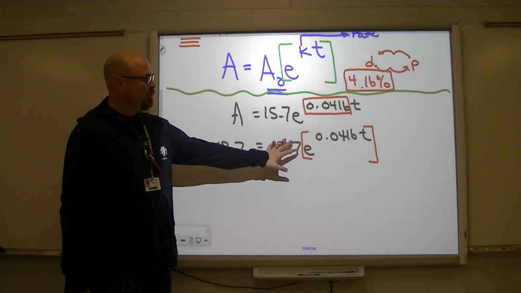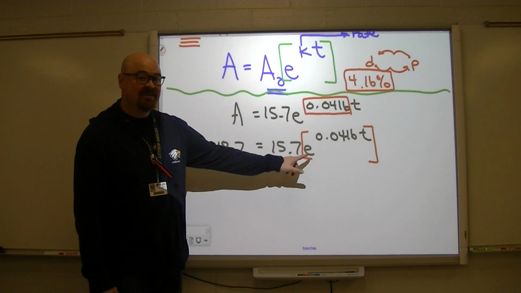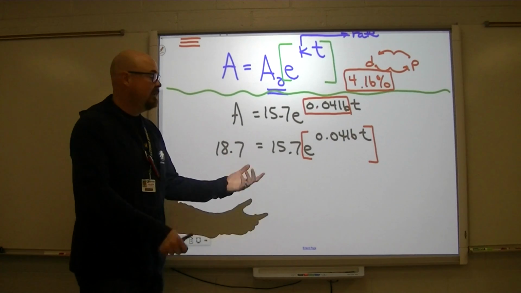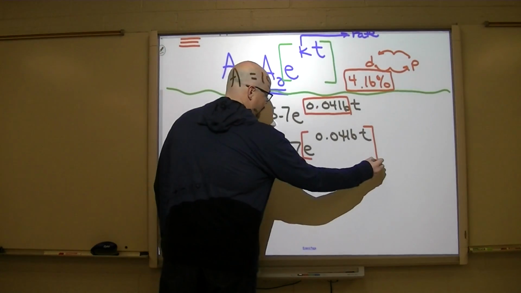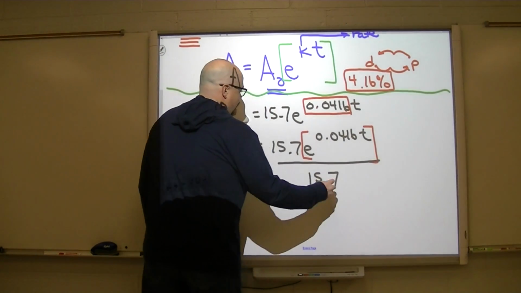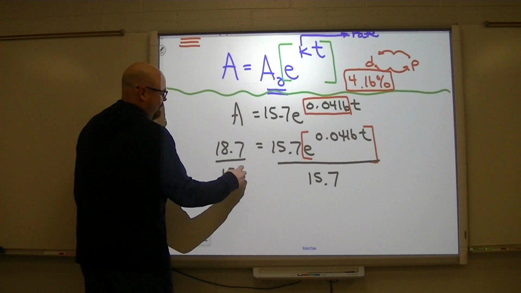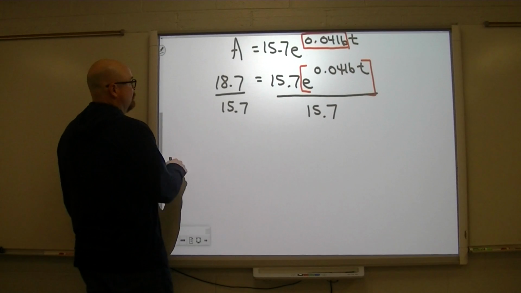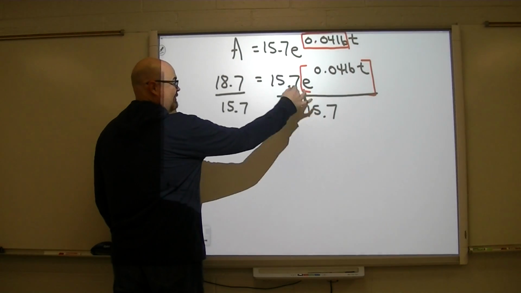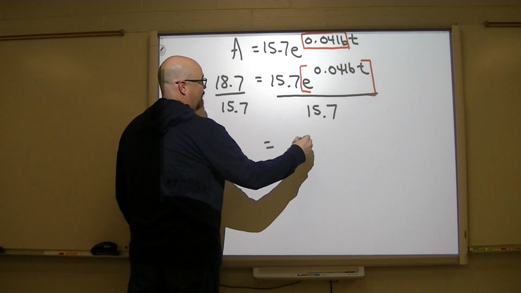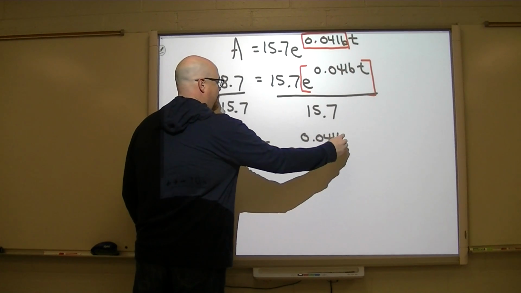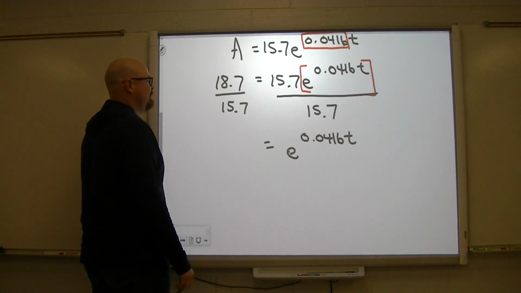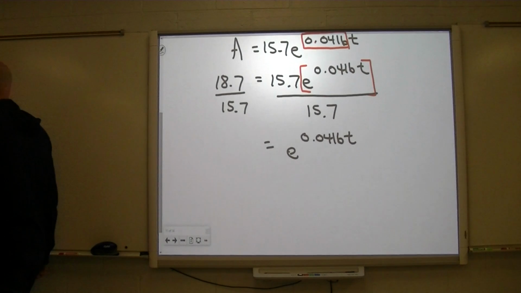So since 15.7 is in front of this, they're pushed together, that's multiplication. So we're going to divide by 15.7. We're going to divide by 15.7 here as well. So we get this canceling. We have just our power over here now. Okay? And 18.7 divided by 15.7.